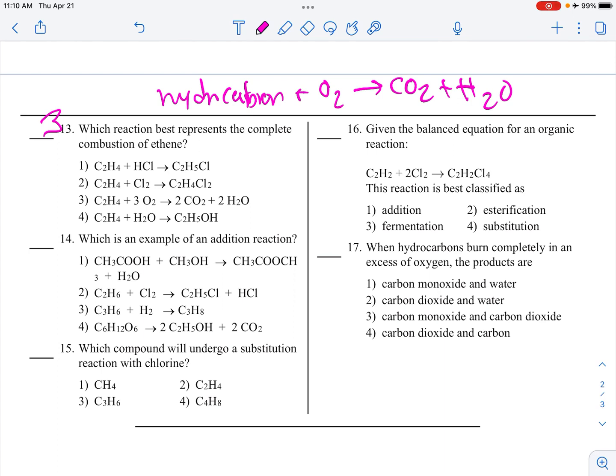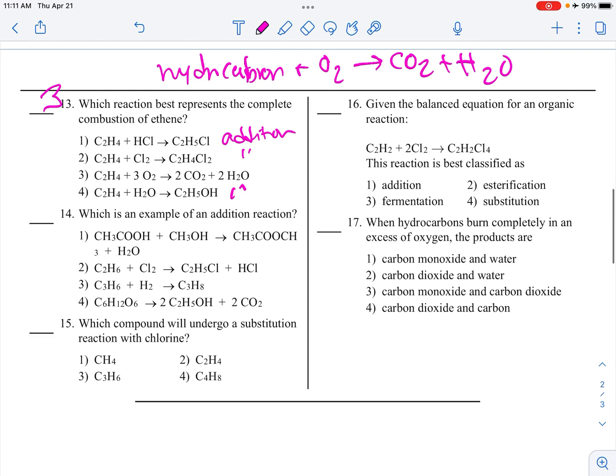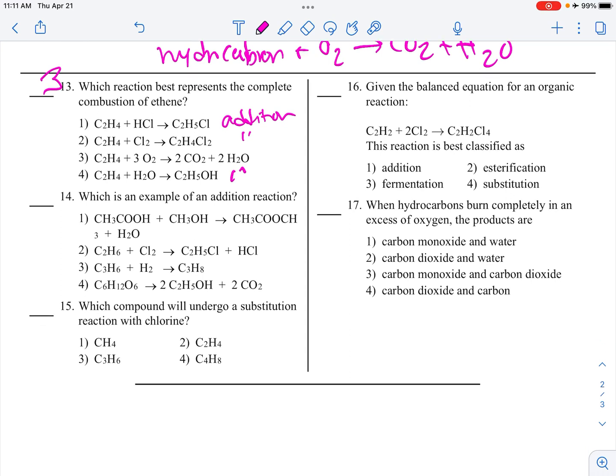The other ones, let's look. Choice 1 is an addition because we've got one product. Looks like we've got another addition for choice 2. And hey, choice 3. Which is an addition reaction? So addition reactions happen when you have an unsaturated, so an alkene or an alkyne, that you break the double or triple bond, find extra spots, and you'll have one product.